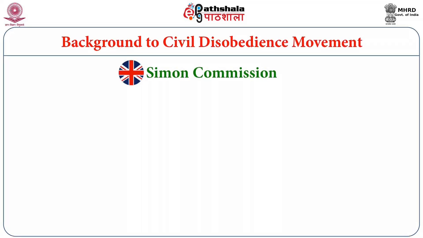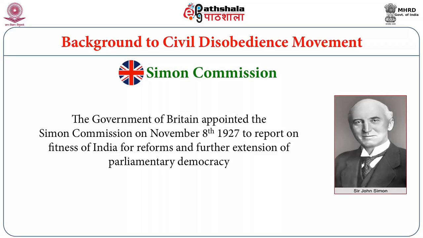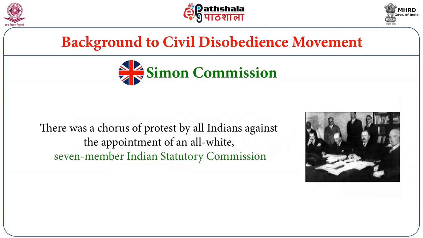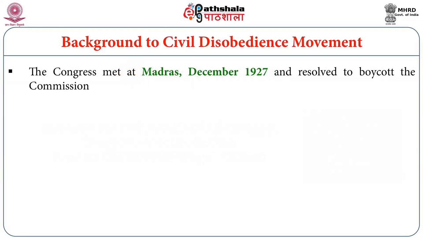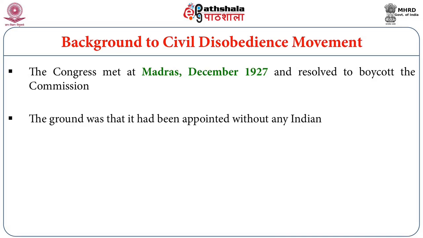One among that is the Simon Commission. The government of Britain appointed the Simon Commission in 1927 to report on the fitness of India for reforms and further extension of parliamentary democracy. There was a chorus of protest by all Indians against the appointment of an all-white 7-member Indian Statutory Commission. The Congress met at Madras in December 1927 and resolved to boycott the commission on the ground that it had been appointed without any Indian to represent the grievances of the people.